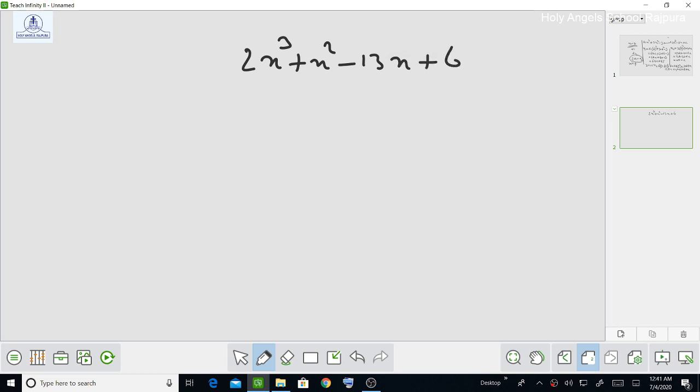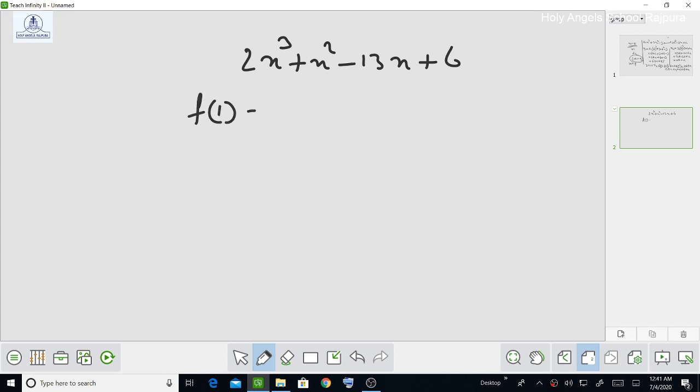See, in all the questions we have done today, either a factor is given or we have to prove that the remainder is 0, something like that. Here no factor is given. We have to factorize it completely. Here we don't know what the factor is, so we will try with different numbers.